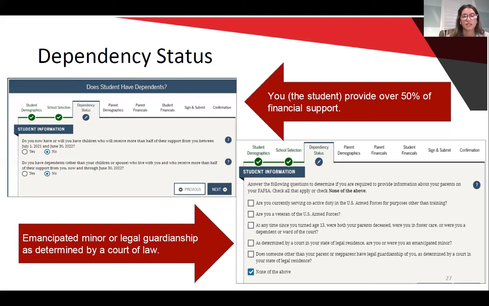For some of these, the financial aid office will require additional information. So if you do check off any of those boxes, just be prepared that we will require additional information.